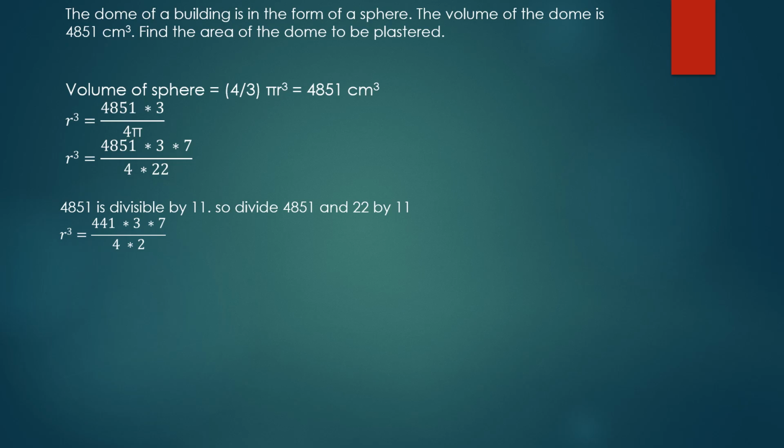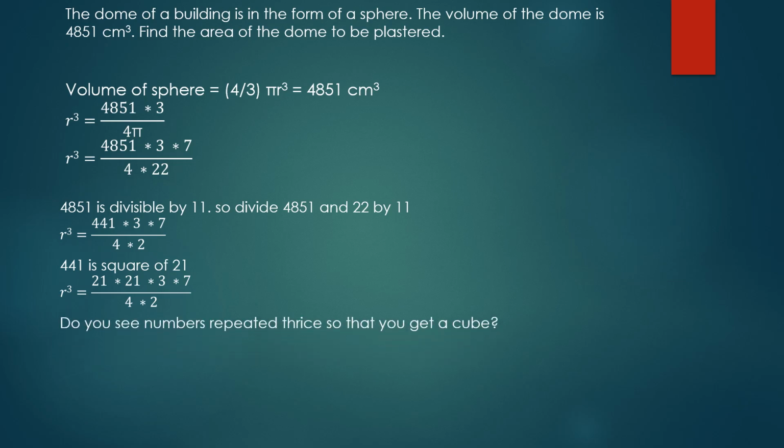Split 441 into its factors. 441 is a square of 21. Even if you don't know by memory, split it into factors. You know to do that. You have done that in smaller classes. Now that we have it, it's 21 times 21. Again, split 21 into its factors. If you see, 21 has 7 and 3.